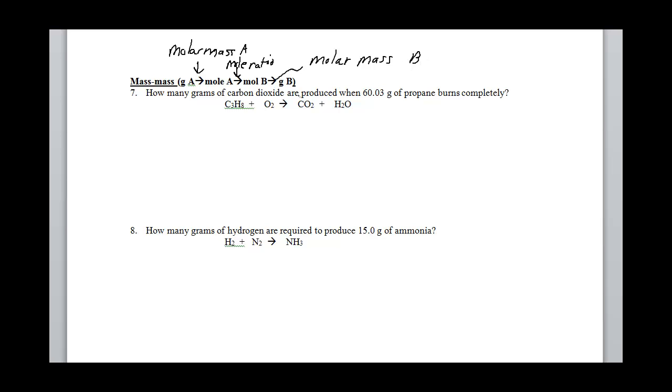Okay, so let's look at this. First thing I'm going to do before I forget, I'm going to balance it. So I know 3 and a 4, so 6 plus 4, it's 10. That's my 5. Okay, so what did I give you? I gave you propane, and I want to go to carbon dioxide. I gave you grams of propane, and I'm going to go to grams of carbon dioxide. So I'm just going to, over here, write down the molar masses I'm going to need before I get started. I know I'm going to need the propane.